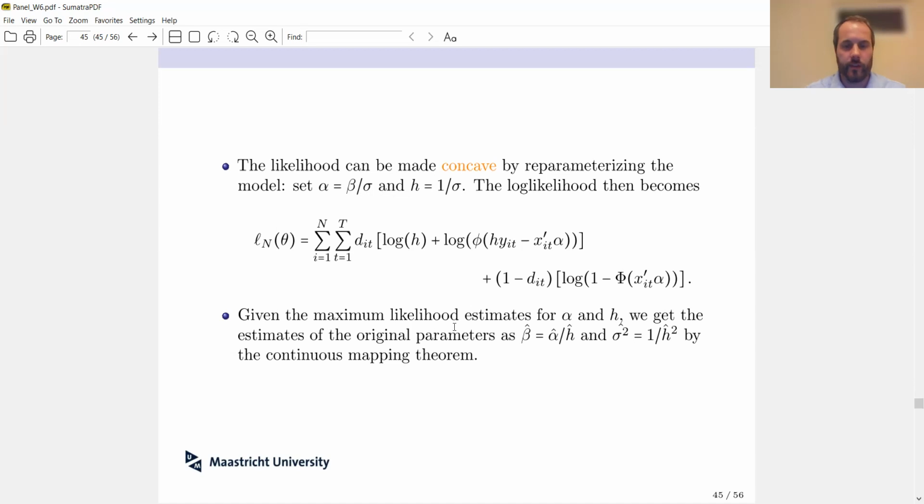Okay, now what would you do in order to recover the original beta and sigma? Well, you simply estimate alpha and h by maximum likelihood, and then you just do it the other way around. This works because of the continuous mapping theorem, of course assuming that h does not converge to 0. Which is guaranteed, because h is 1 divided by the standard deviation, and the standard deviation has to be positive, otherwise it doesn't make any sense in the first place.